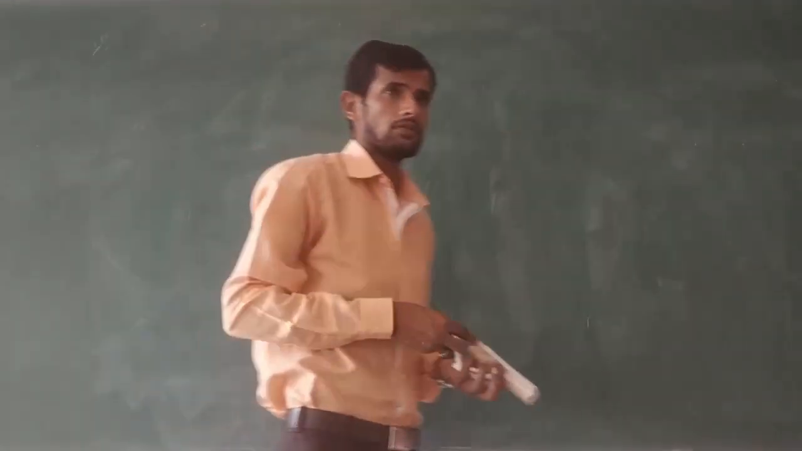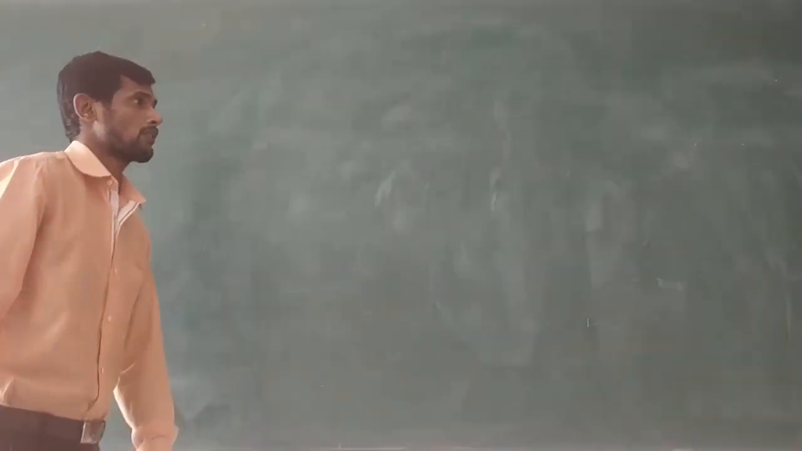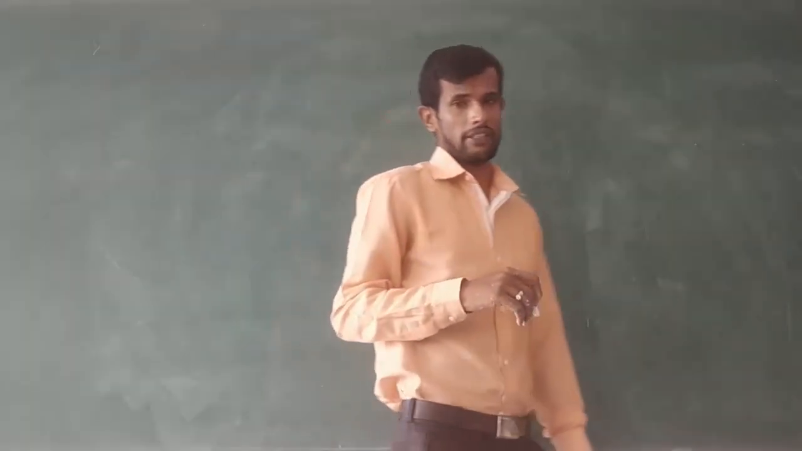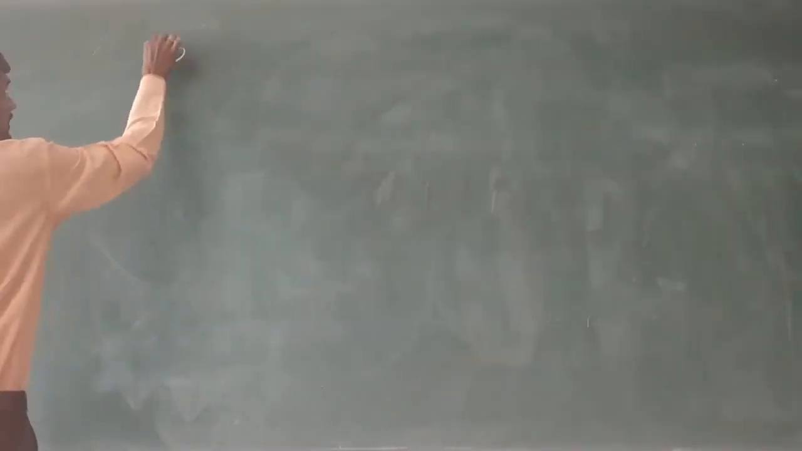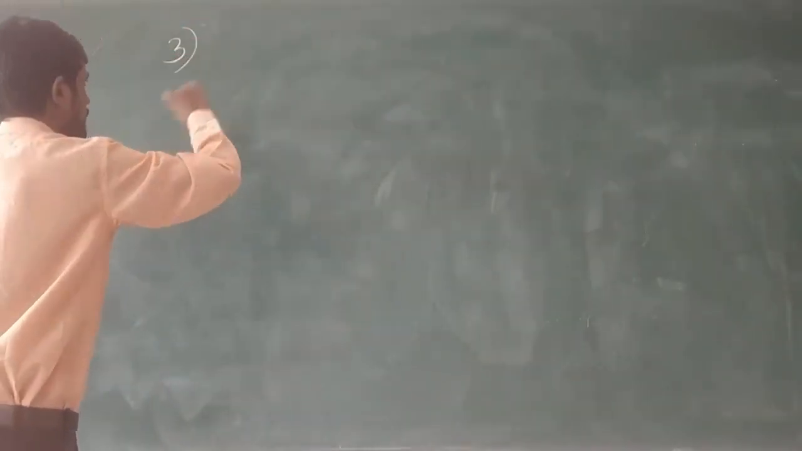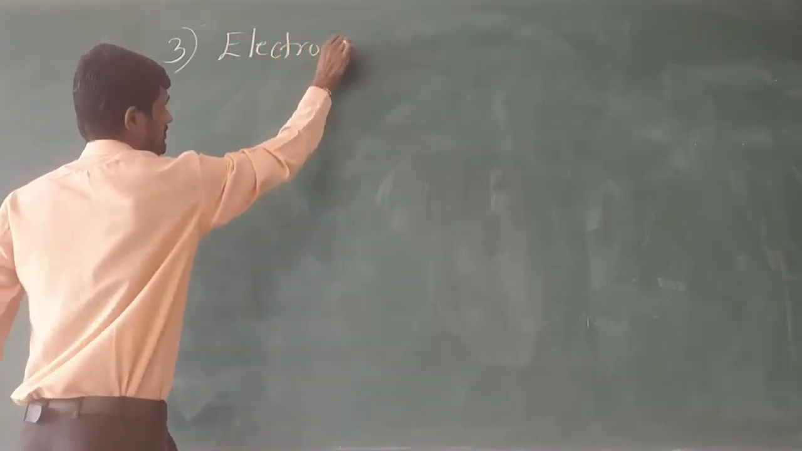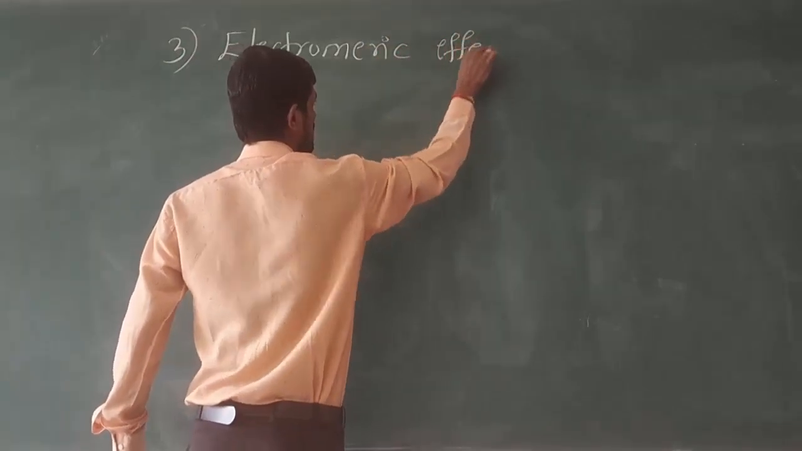Okay, students, now we will see another very important concept, that is the third type of electronic effect. What is that? Third one, electromeric effect.